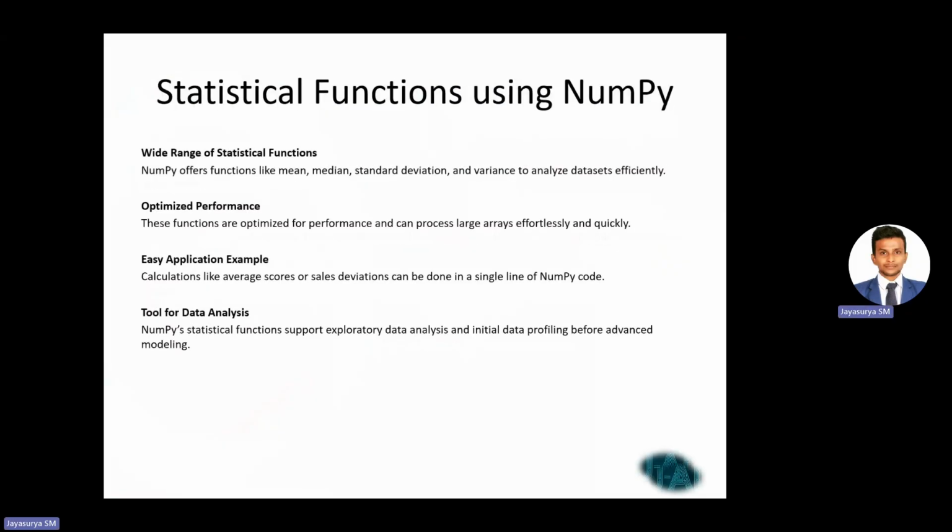Statistical functions using NumPy. NumPy provides built-in functions like mean, median, standard deviation, and even variance for quick statistical data analysis. For example, if you have the marks across student subjects, you can use np.mean of the marks to instantly compute the averages. These operations are optimized for speed and can handle large data sets effortlessly.